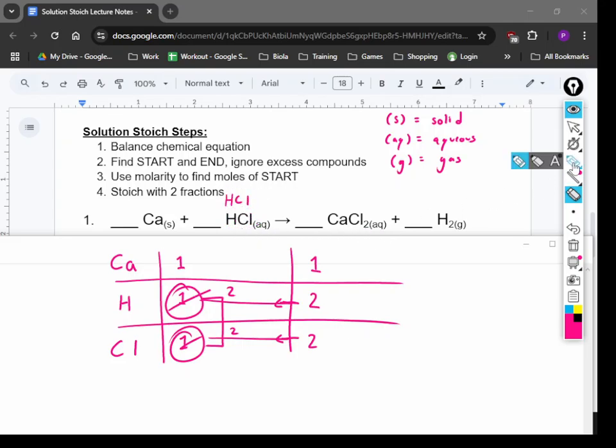Alright, so to finish balancing, we just put numbers in front of the blanks. You put a 1 right here if you didn't touch it. Now there's 2 HCl, so we put a 2 there. And then we put a 1 here and a 1 here. And we're done with step 1. That's balancing the equation.